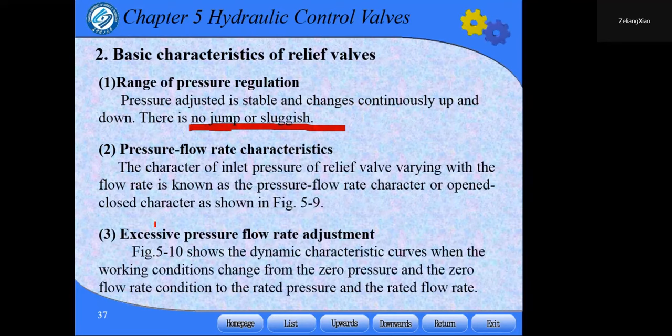Third one is active partial flow rate adjust. Figure 5.10 shows the line character curves with the working conditions changing from the zero pressure and zero flow rate condition to the rated pressure and the rated flow rate.